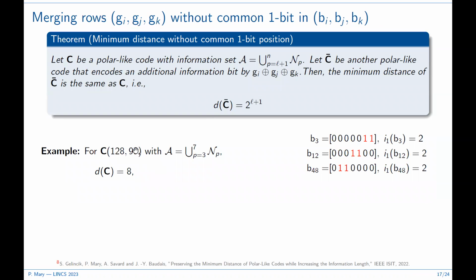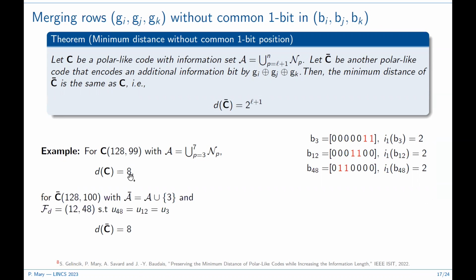So for instance, if we take the code 128.99, this information set is chosen like this. The minimum distance of the code is 8. But we can add an additional information bit to this code by adding the third rows of information and by setting this frozen function without changing the minimum distance of the code. So we have increased the rate by 1 bit, but still we have 1 bit larger of the information set.